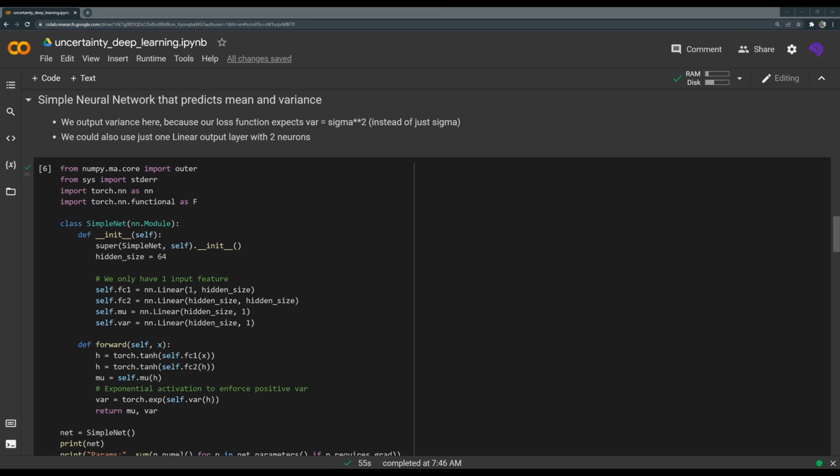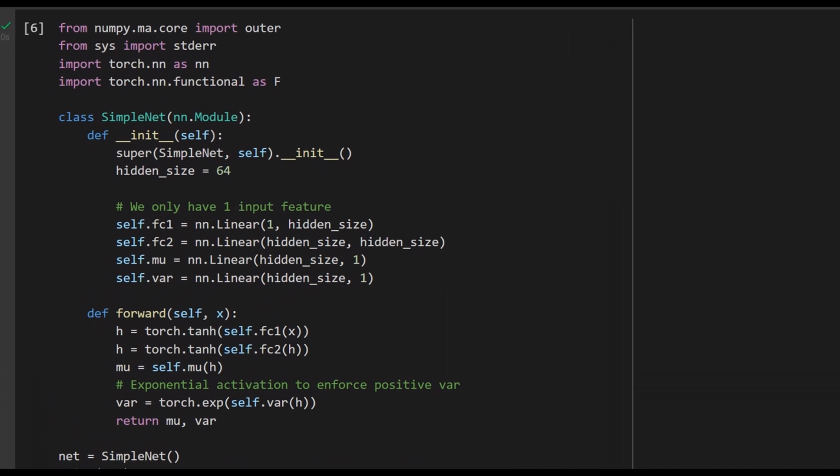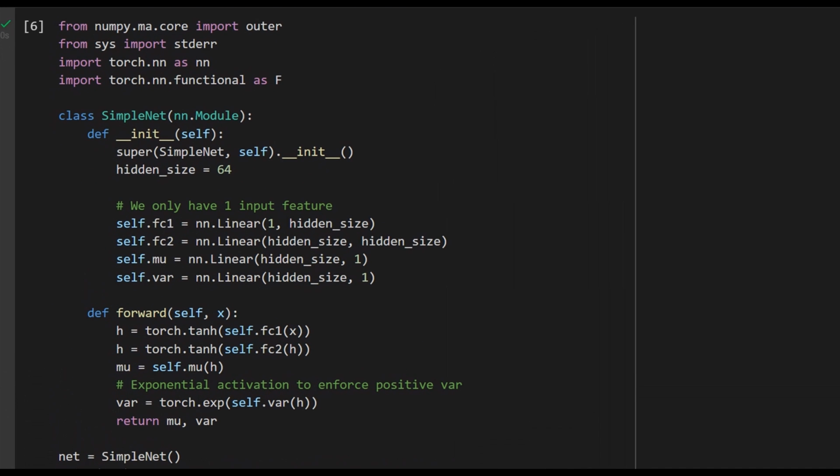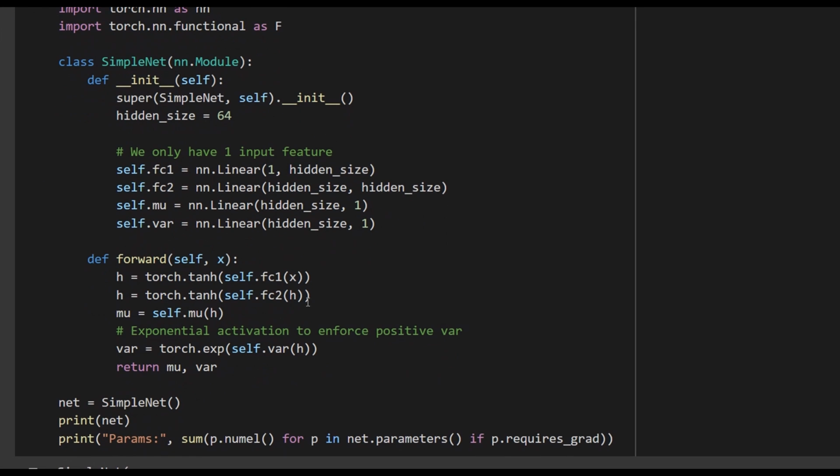One immediate question I had is, do you output the standard deviation or the variance? And this actually depends on how you define your loss function. So for the following, we will output variance. So we have two outputs for our model, which is mu, so the mean, and variance. And for this, we define a very simple model that has two linear layers with some hidden units. And then you have two separate linear outputs.